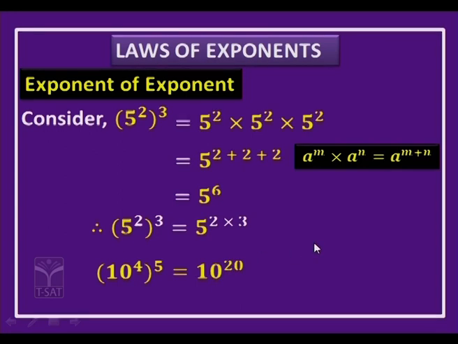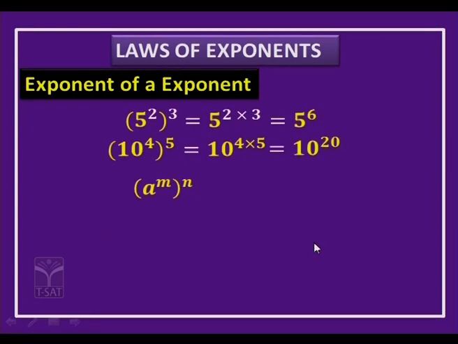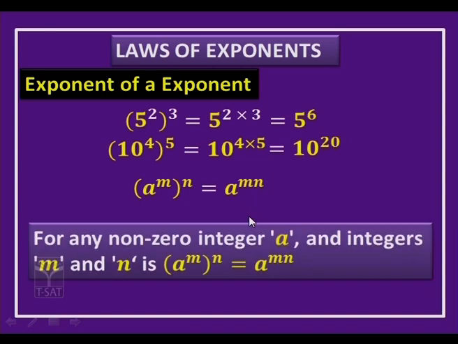Okay, children. Now, let us take a to the power of m whole to the power of n. Then what do you get, children? Yes, we simply get a to the power of m into n. M into n is nothing but mn. Now, this is our second law, that is exponent of an exponent. So, for any non-zero integer a and m, n are integers, we write a power m whole power n is equal to a to the power of mn, which is nothing but a to the power of m into n.